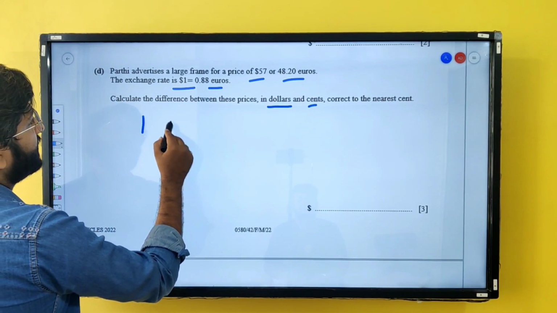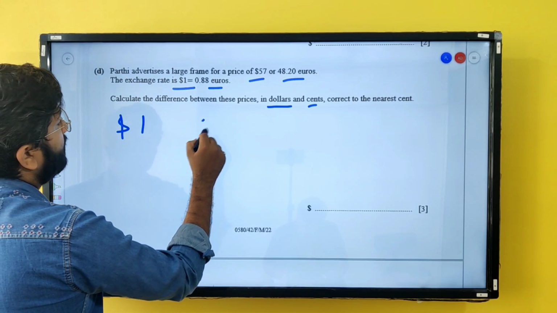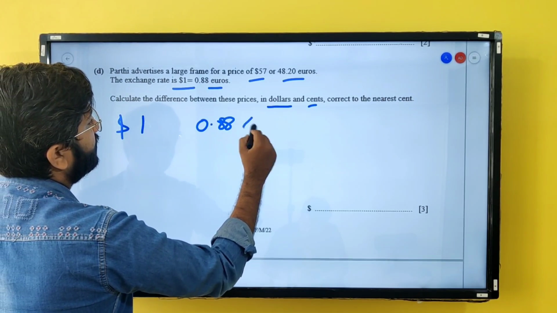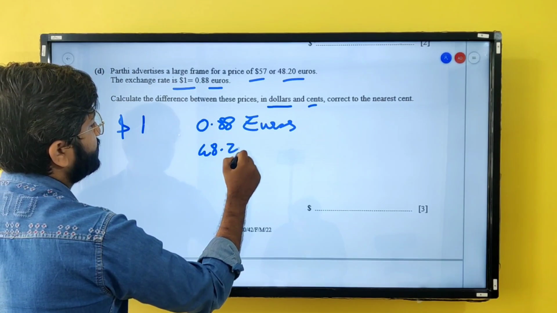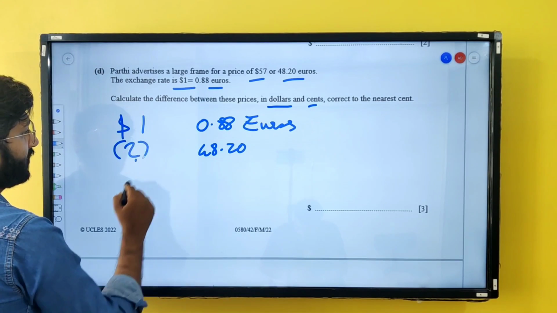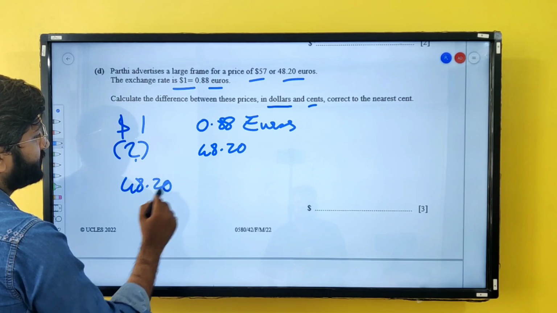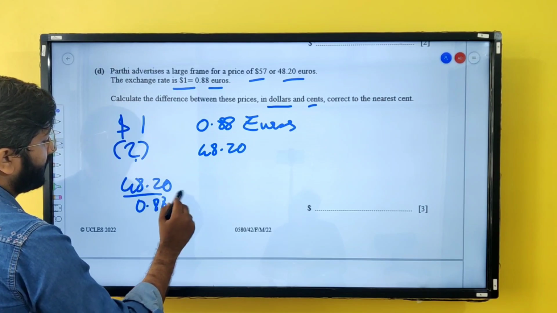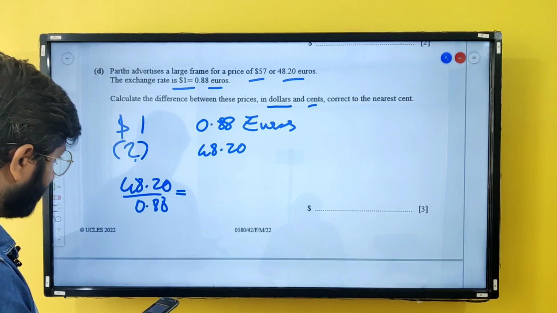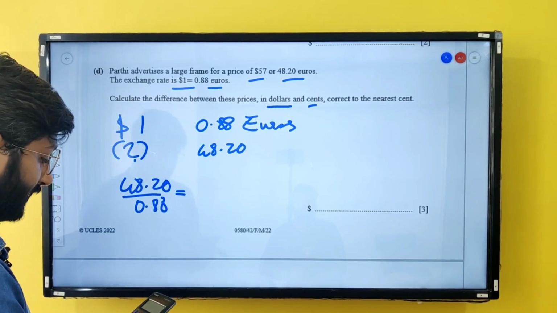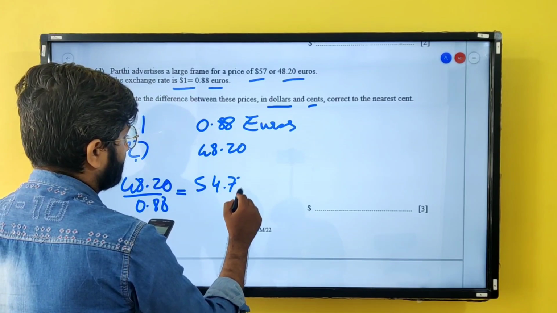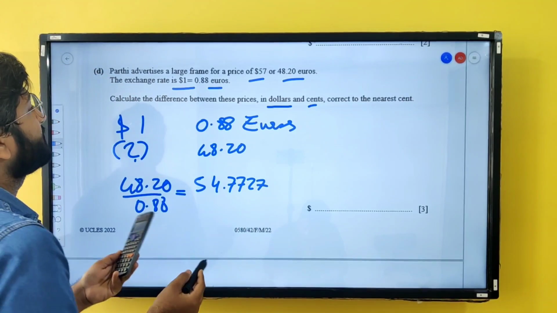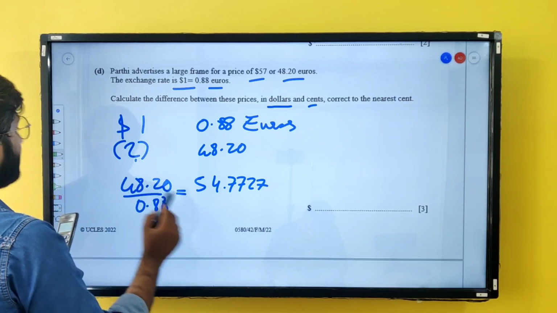So we know $1 is 0.88 euros. So 48.20 euros is going to be 48.20 divided by 0.88. So 48.20 divided by 0.88 is 54.7727.